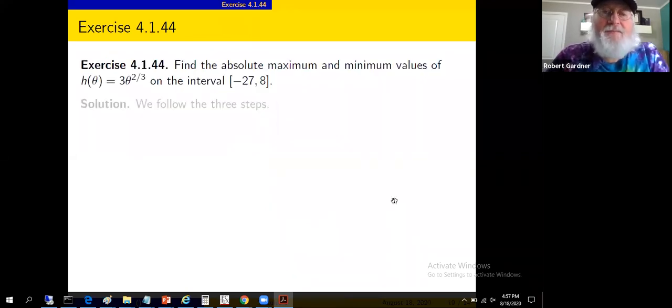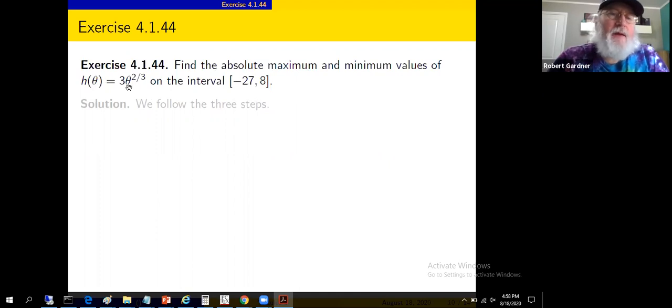Let's do another one. It's a section or 2, maybe 3 down the road that we'll get deeply into the graphing, but one of the main applications of differentiation is to graphing. You'll be as good as anybody else at graphing after calculus 1. Question 44 says, find the absolute maximum and minimum values of h of theta equals 3 theta to the 2/3 on the interval -27 to 8.